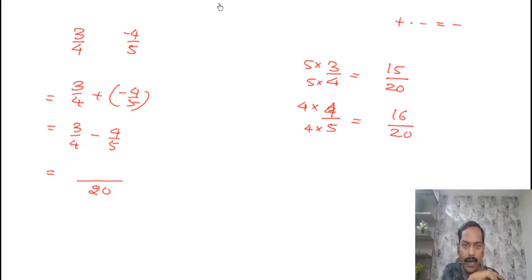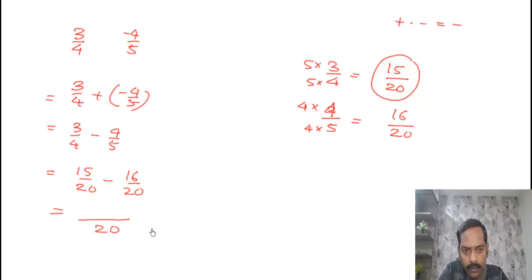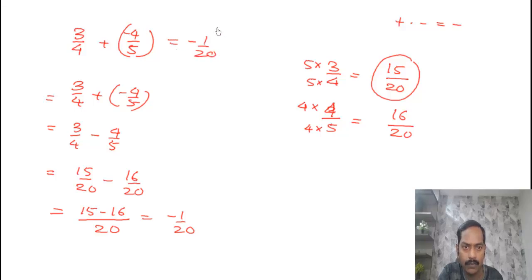Now what I'll be doing is that I will replace each of these numbers with their corresponding numbers which we have generated, right? So 3 by 4 would be 15 by 20, minus this would be 16 by 20. Now the denominator is the same. So what we can do is that we can take the denominator as 20 only, and the numerator will go with their mathematical operation, which comes out to be minus 1 by 20. So overall the addition of these two is equal to minus 1 by 20.